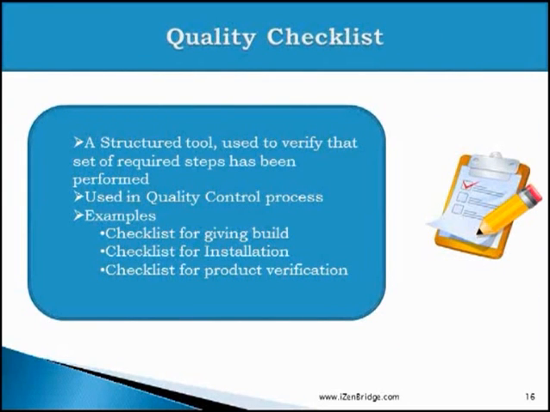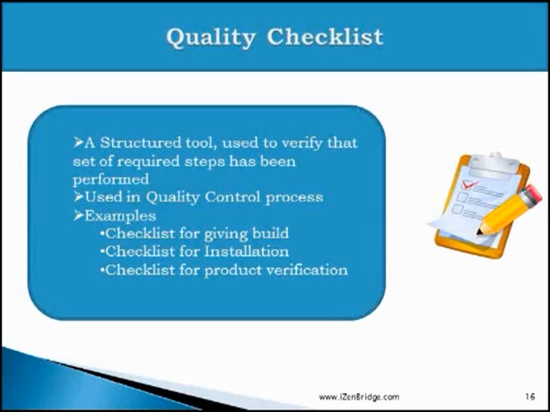And the other output from our quality process is a quality checklist. A quality checklist is a simple checklist. It could be a complex checklist as well. It's a tool which helps us in verifying that people are not forgetting the steps. So it is used to verify a set of required steps.